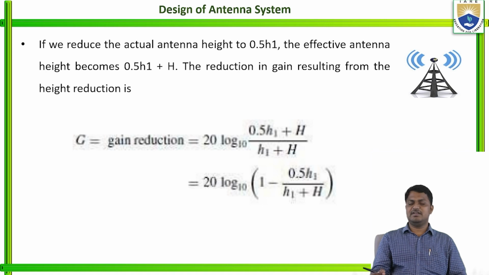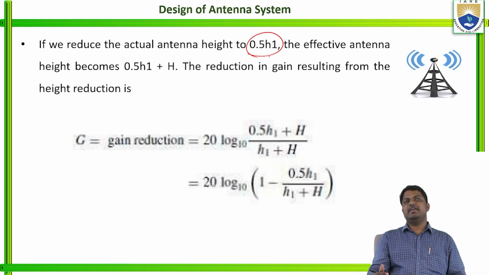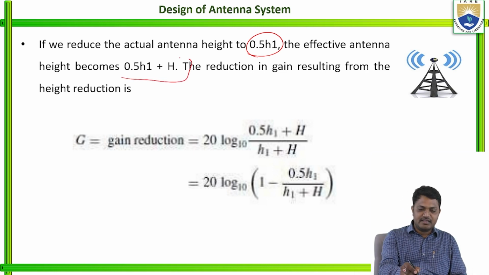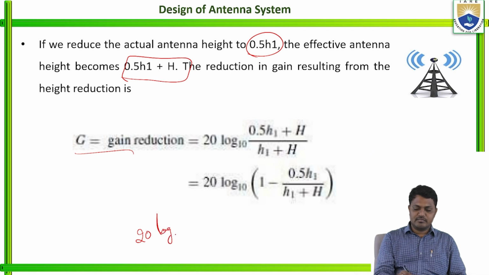Next. Just now we discussed the effect of the antenna parameter, that is, lowering the height of the antenna. If we reduce the actual height of the antenna to 0.5 h1, the effective antenna height becomes 0.5 h1 plus H. The gain reduction G is calculated as 20 log base 10 of (0.5 h1 plus capital H) by (h1 plus capital H).